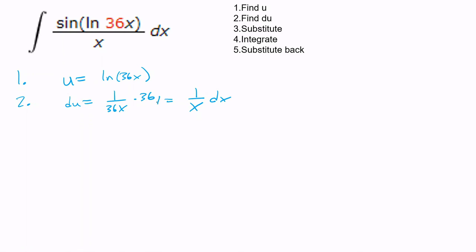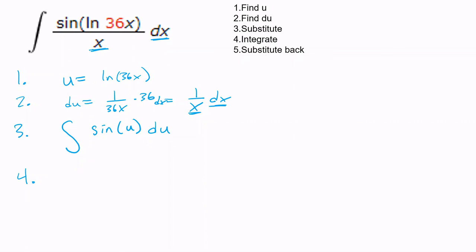Don't forget your dx. And actually, we see that here. There's an x on the bottom, dx. Okay, that's x on the bottom, dx. That should just become du. So when we substitute, we get sine of u. The 1 over x dx becomes du, and pretty simple integral. So let's do it.